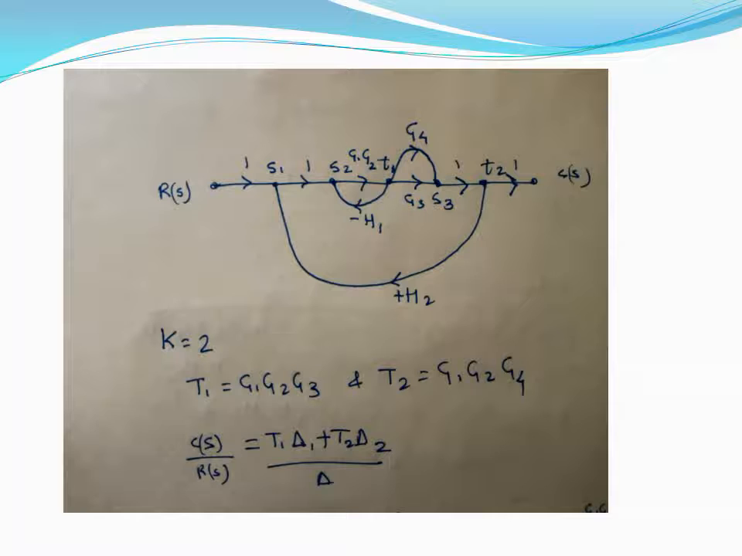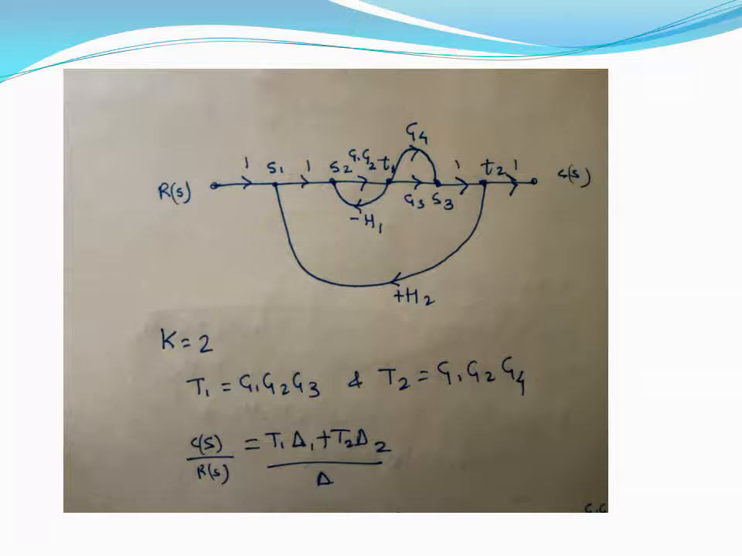Once you convert it into a signal flow graph, the procedure is the same as a signal flow graph problem using Mason's gain formula. The first step is to find the number of forward paths. Here we can see it's going from R of S, S1, S2, T1, S3, T2, and output C of S, that is one forward path. There is one more forward path going from R of S, S1, S2, T1, and through G4 it is going to S3 and T2, and then back to output C of S.